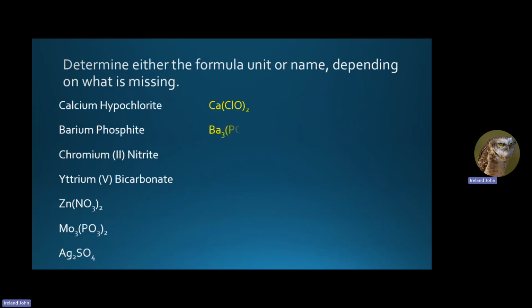So phosphite is PO3, which has a 3- charge. Barium has a 2+ charge. So I would need 3 bariums to 2 phosphites. Oh, look at that. Nitrite.